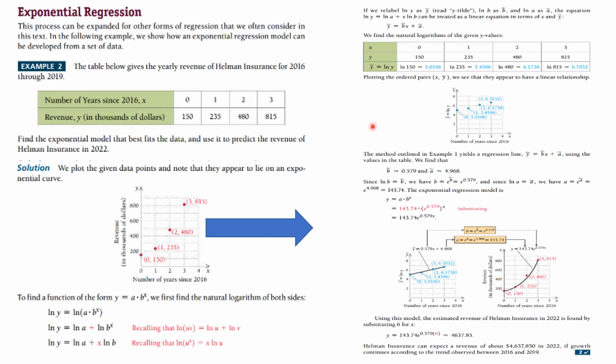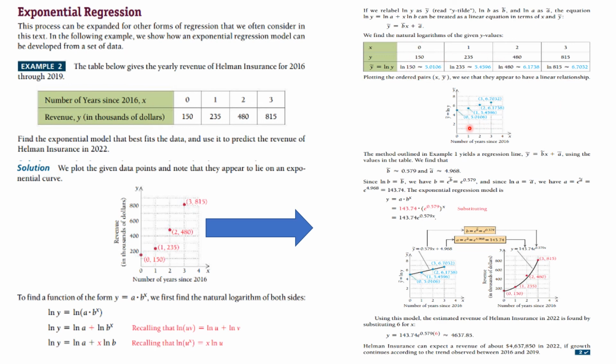So you see, if we relabel ln of y as y tilde and ln of b as b tilde, then we have y tilde is equal to b tilde plus this, and this is a tilde, which is going to be ln of a. And we take those numbers. Now here we have x, y, but now we're also going to be looking at y tilde. So y tilde is going to be the natural logarithm of these values.